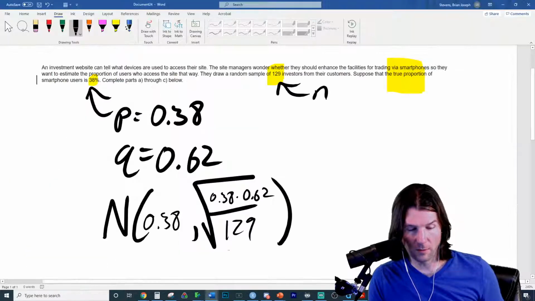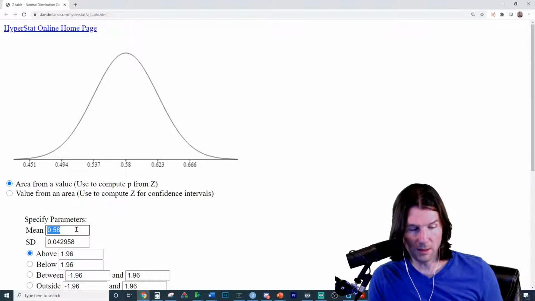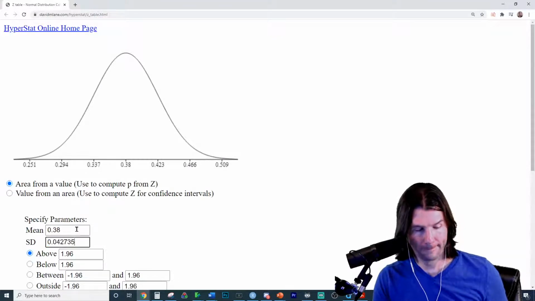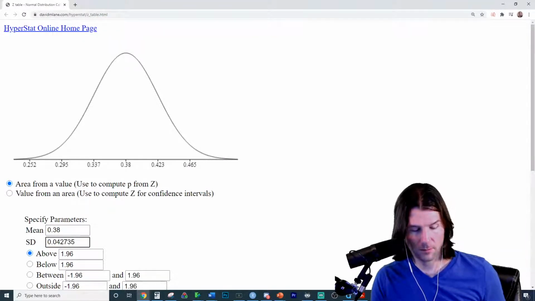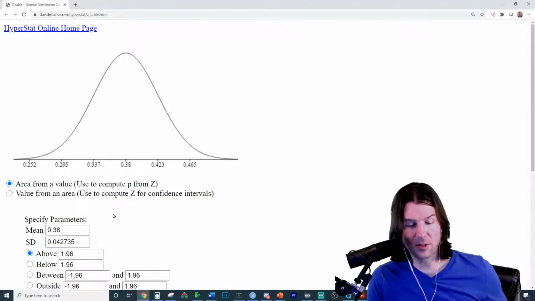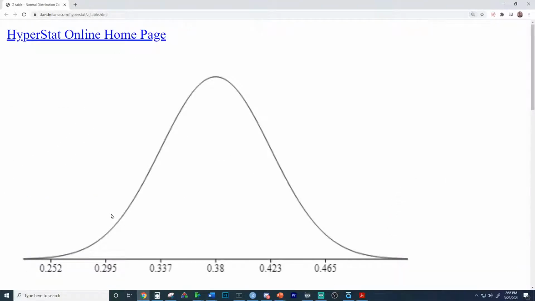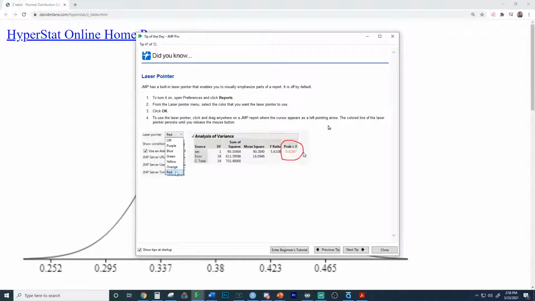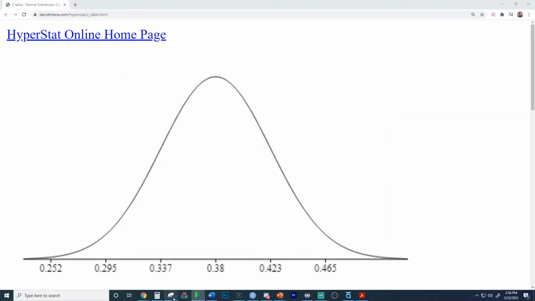P times Q over N square root. P is 0.38. There's Q. Must be similar to what we had before. Here's the distribution we are getting. The distribution is showing us what is possible when we go out and take it. There is a third standard deviation. I think we might have had some stuff on the conditions here.